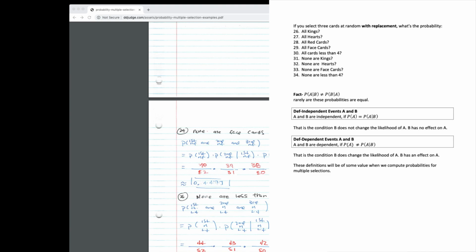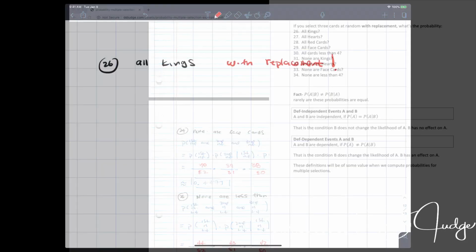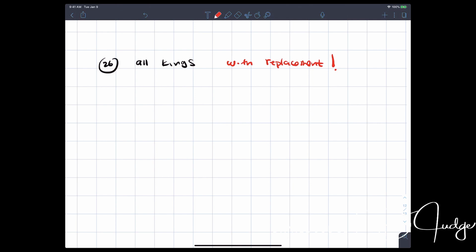And I'm not going to do all of them, because by now you guys should be okay. And I know you can't see, so let's make it so that you can see. Okay? All kings. This is with replacement. And don't forget, we're going to select again 3 cards. So this is a good place to start. Okay, so I hope you guys have had a good weekend. I hope you've been working on your probability and statistics.